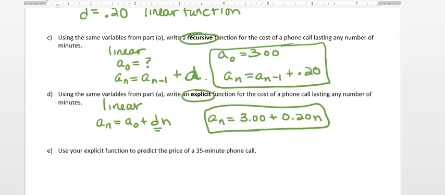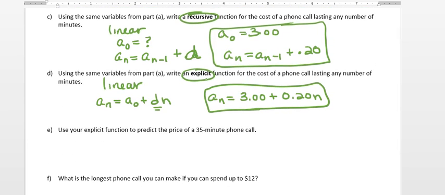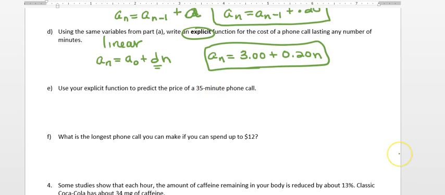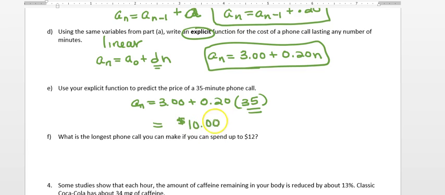The next question is asking us to use our explicit rule to predict the price of the call after 35 minutes. So all we do there is we want to know what is the value of the call when, instead of using the variable n, we substitute in the 35 to represent the 35 minutes. And then this is going to give you that you're going to pay a $10 charge for that particular problem.